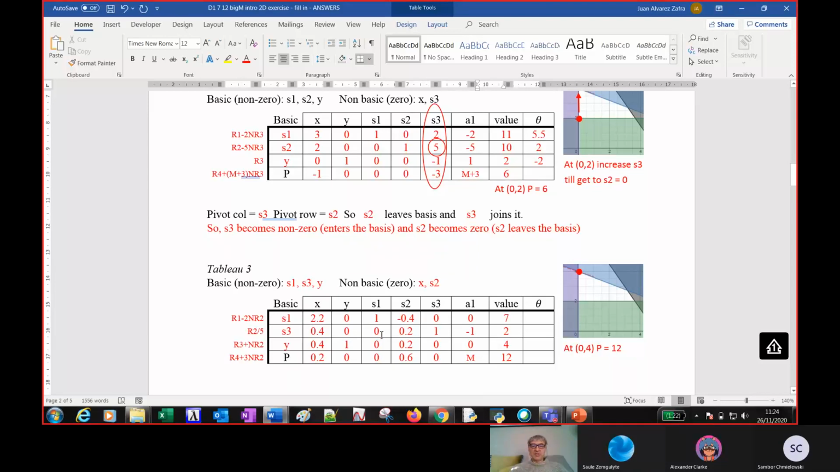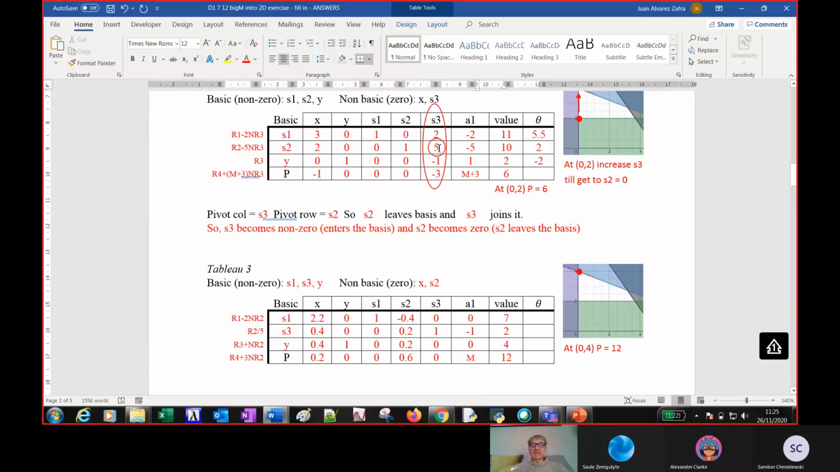The 0 stays as 0, the 0 stays as 0. 1 divided by 5 is 0.2. 5 divided by 5 is 1. Minus 5 divided by 5 is minus 1. And 10 divided by 5 gives us 2. Notice that's the old theta value. And then we look to change the other rows so that the values under S3 that were 2, minus 1, and minus 3 become 0, 0, and 0.